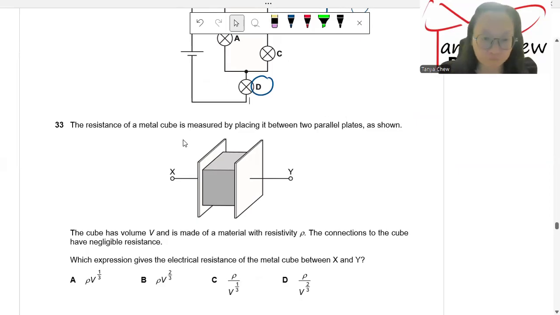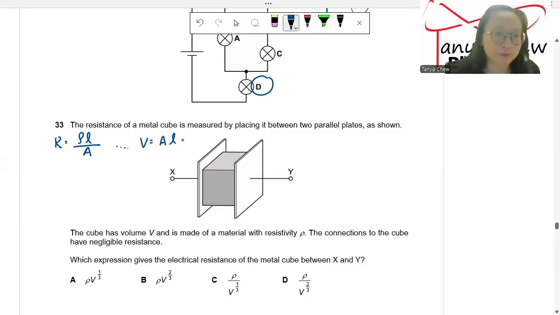The cube has a volume V and is made of material with resistivity ρ. The connections to the tube have negligible resistance. Which expression gives the electrical resistance of the metal cube between X and Y? Now I'm going to use resistance is rho L over A. The problem is they give us a volume. No worries. Volume is equal to area times the length. I'm going to replace that.